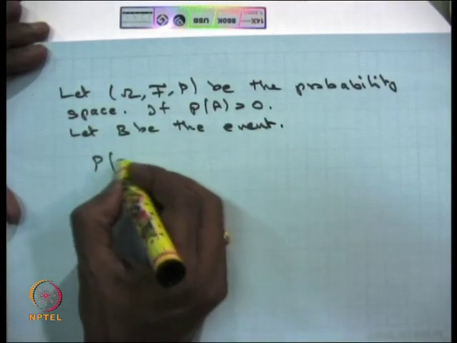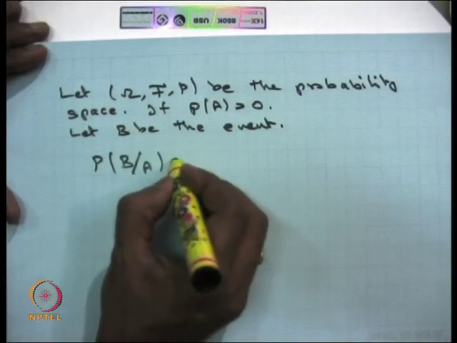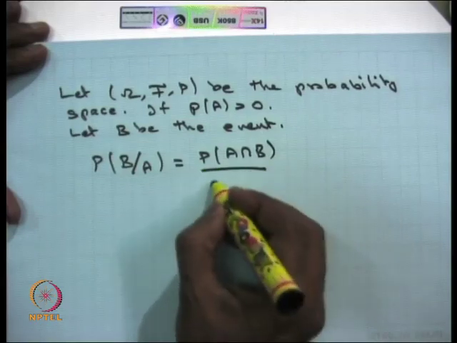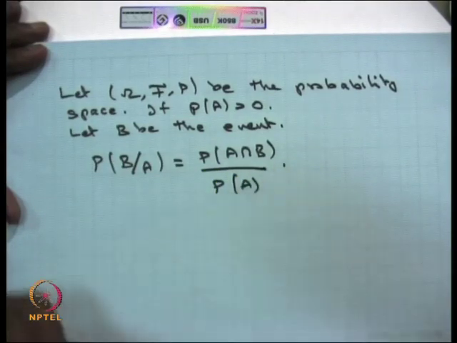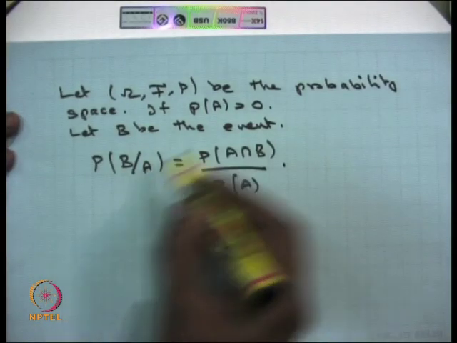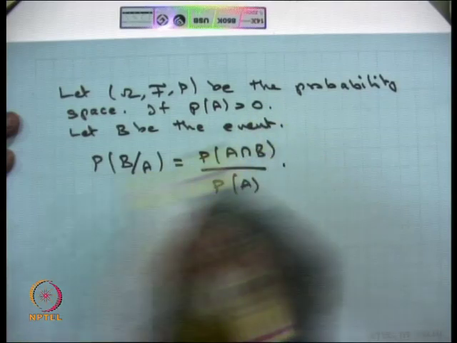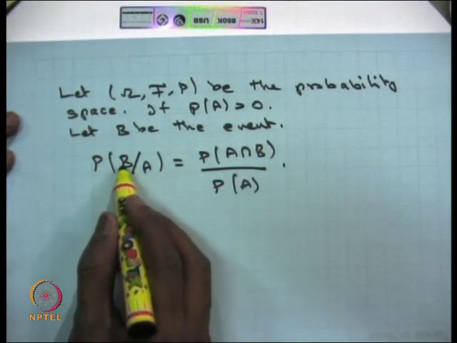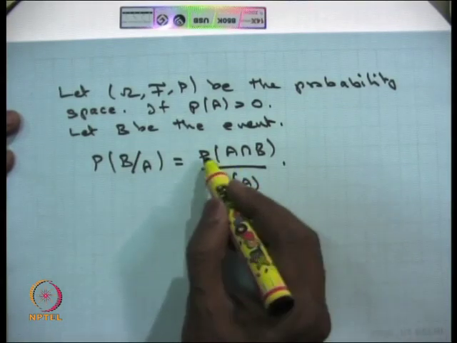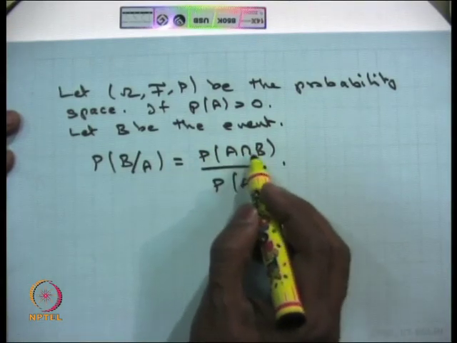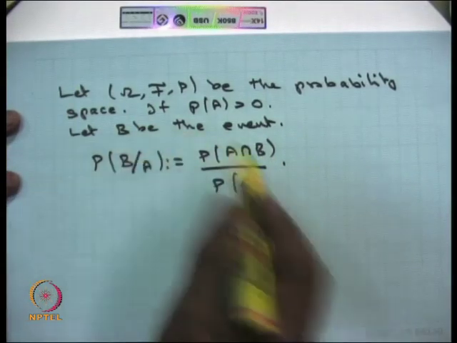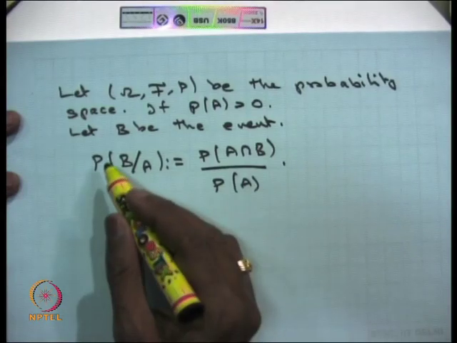You can define the probability of B given A as the probability of A intersection B divided by the probability of A. That means, if the event A already occurs with positive probability, then you can find the probability of the event B, given that the event A has already occurred. That is the probability of A intersection B divided by the probability of A. This is by definition, and it can also be visualized from the reduced sample space.